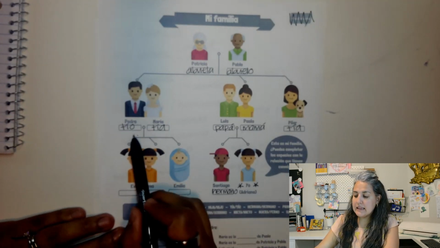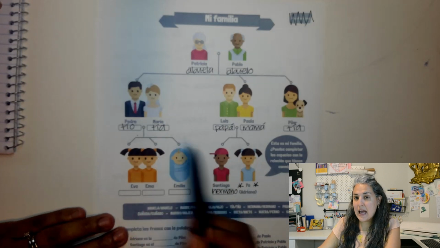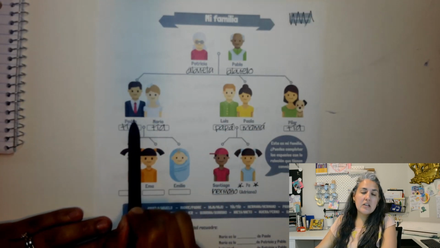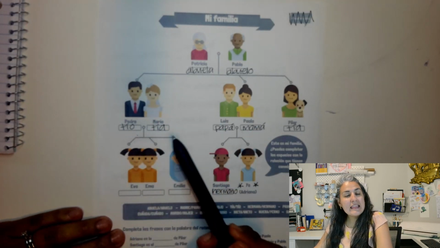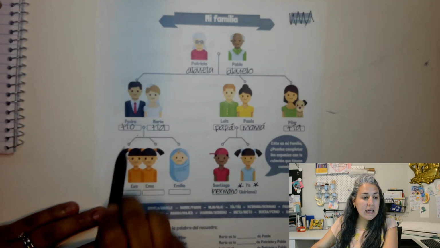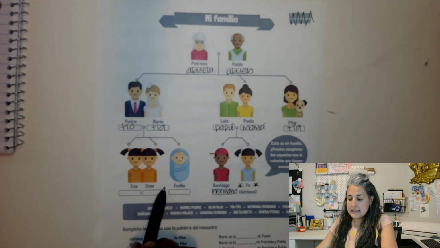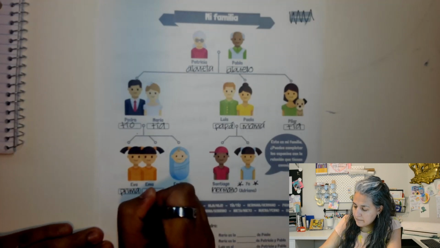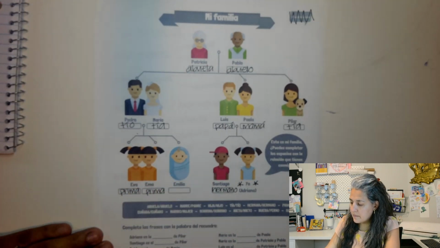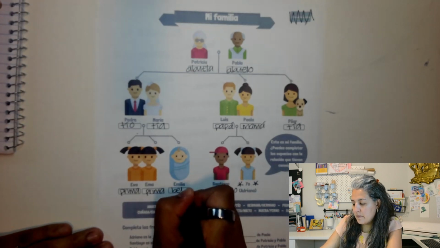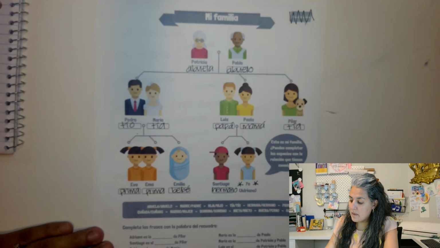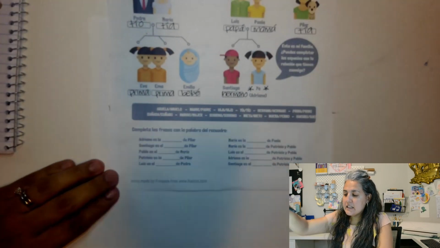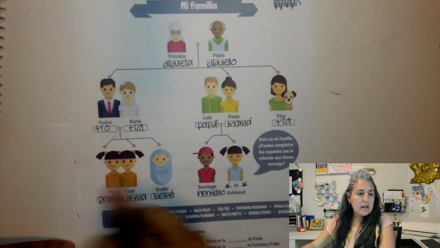Tía, tío, tía. So my mom has a brother. He married my tía and they have kids. So those kids are my cousins. Mi prima. And they have un bebé. But still mi primo. Let's just call it bebé. Okay, so let's practice to complete with the family tree.